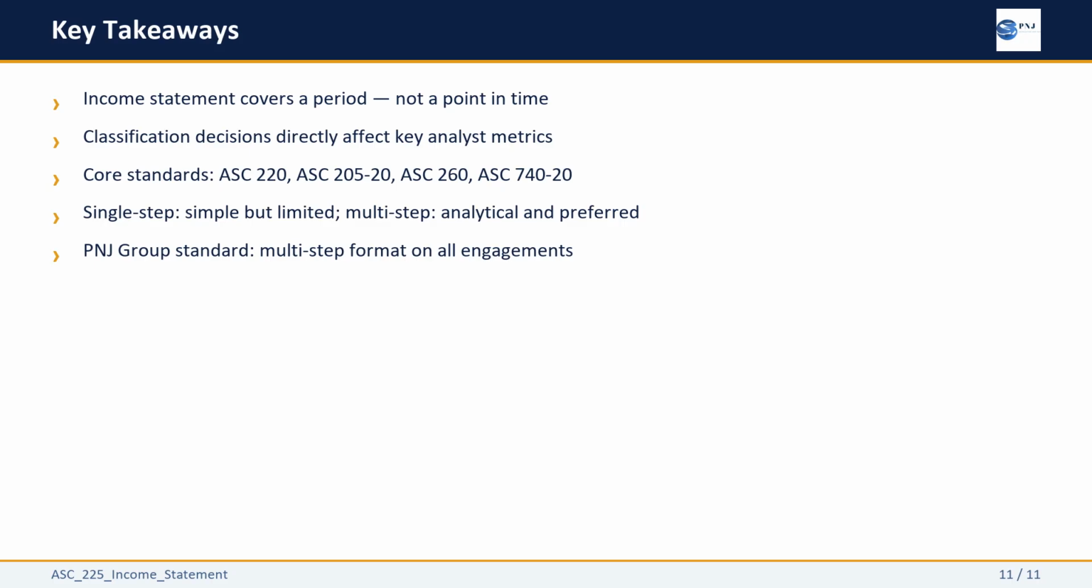Let us lock in the key points from this section. The income statement covers a period of time, not a single date. The way you classify items on it directly affects operating margin, EBIT, EPS, and other metrics that drive real decisions. The governing standards are ASC 220, ASC 205-20, ASC 260, and ASC 740-20. The two formats, single-step and multi-step, arrive at the same net income, but the multi-step tells a far richer story. And PNJ Group's standard is the multi-step format on all engagements.